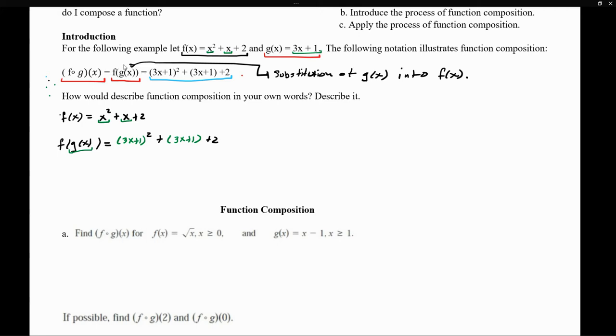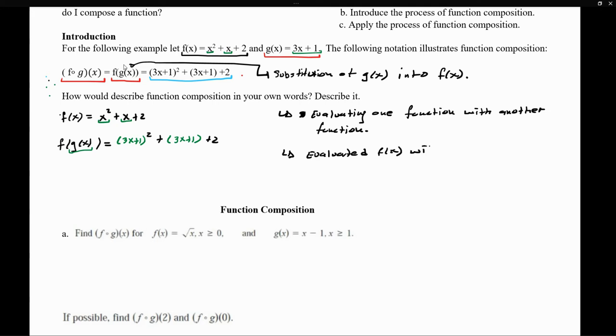So the idea of composition is the idea of substituting or evaluating one function with another function, which in this example, we evaluated the function f of x with the function g of x.